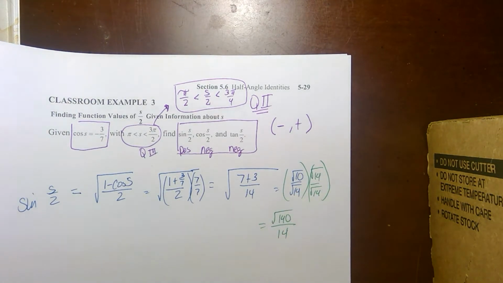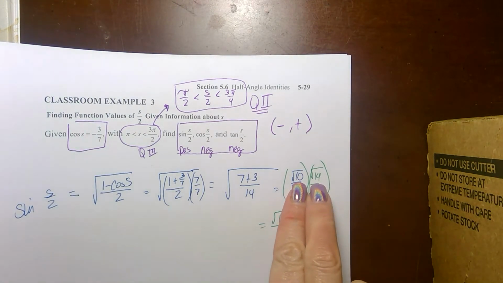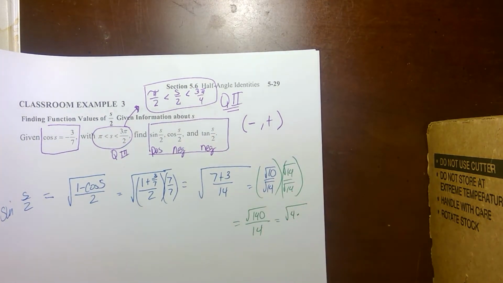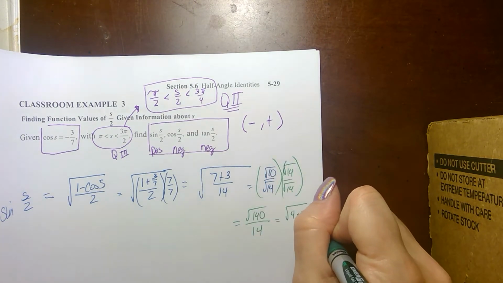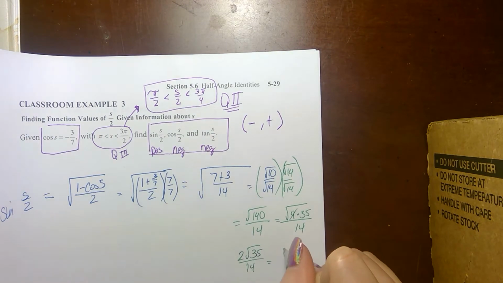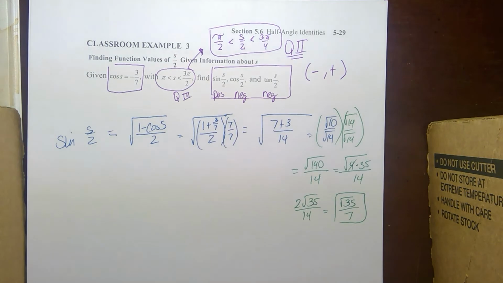Well, square root 140, I need to check to see if I can simplify that at all, and simplify it if I can. Because both of these factors that I multiplied together to get 140 were even, that means they both have a factor of 2, which means that 4 is a factor of 140. If I divide 140 by 4, I find out that 4 times 35 gives me 140. Square root of 4 is 2, so that's 2 square roots of 35 over 14, which simplifies to square root 35 over 7. So that's the value of sine of the half angle.